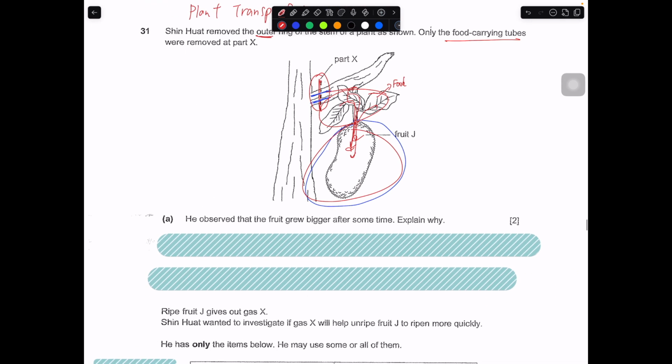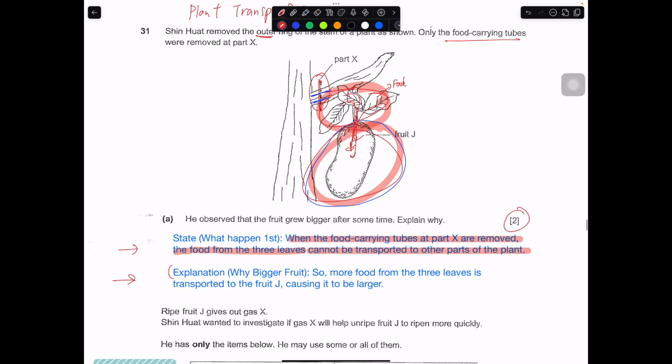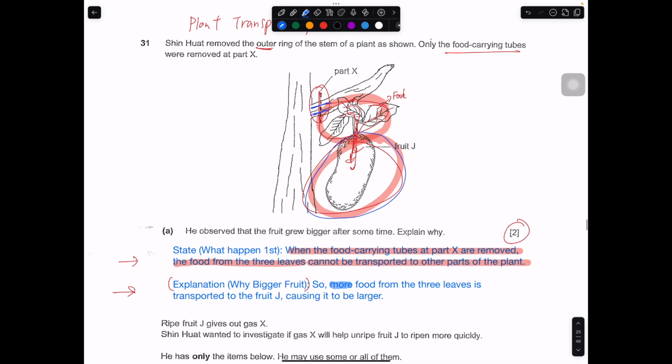So how do you explain this? First, it's a 2-mark question. So we state first what has happened. When the food carrying tube at part X is removed, the food from the tree leaf cannot be transported to other parts of the plant. It will force more food to go into fruit J instead, causing it to become larger. The second part is how I will explain it: explain why the fruit becomes bigger. So more food from the tree leaf is transported to fruit J, causing it to become larger.